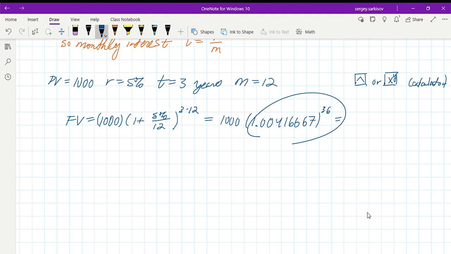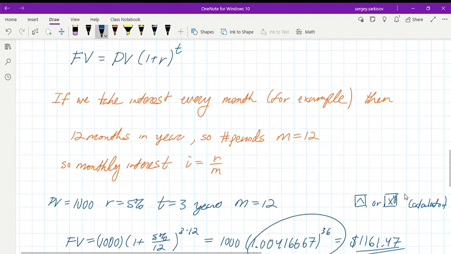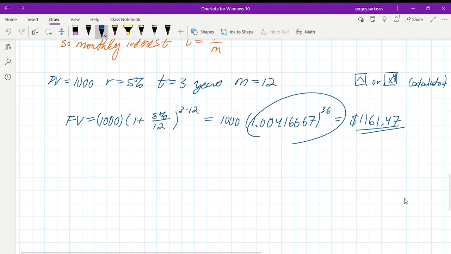I'm not. So, and then to the power of 36, and I multiply that by 1,000, and I get, everybody, 1,100, very close to what we had before, but $1,161.47 about, if I'm rounding to cents. And you see this one right here, 1161 is bigger than 1157. Not too much, but it's something bigger.